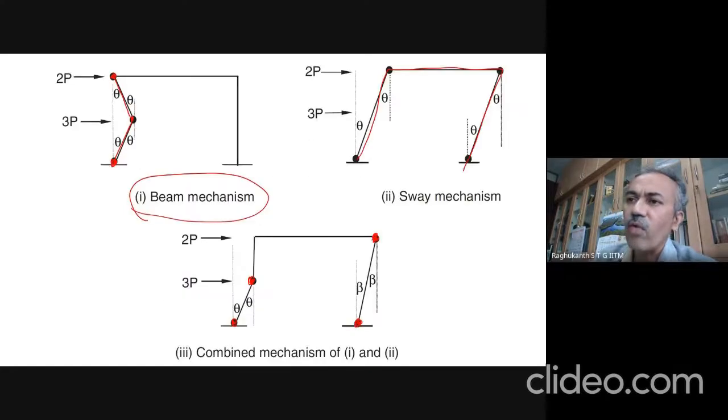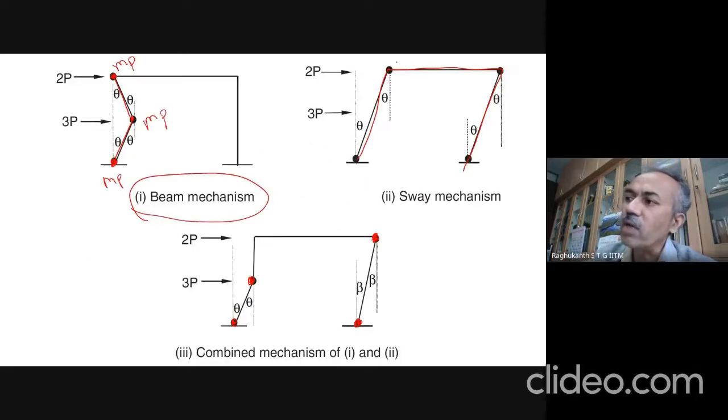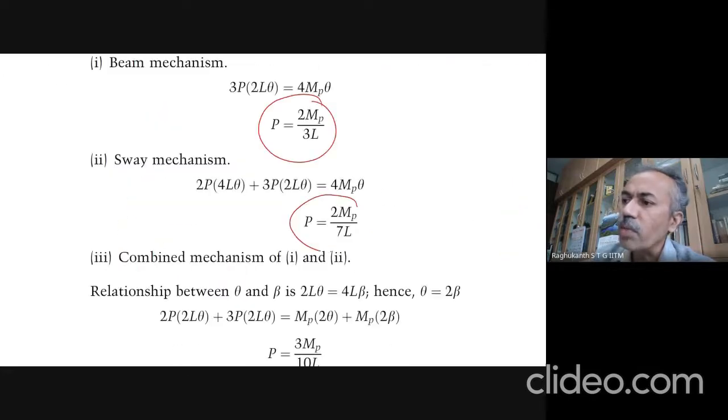So it is very straightforward. For the beam mechanism, this is simply MP into theta, MP into 2 times theta, MP into theta. So the 3P load you have to calculate, and you will get 2 by 3 into MP by L. And for the sway mechanism, MP into theta at all the 4 places, MP, MP, MP, and you have to find the 3P contribution also, and the 2P contribution also. Okay. So this turns out to be 2 by 7 times MP by L.